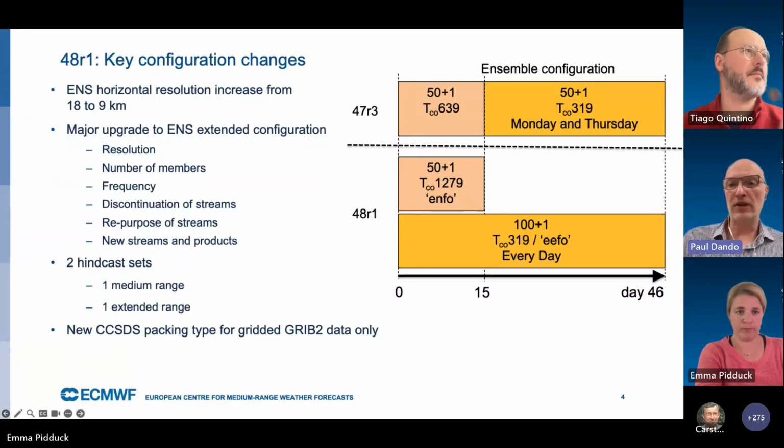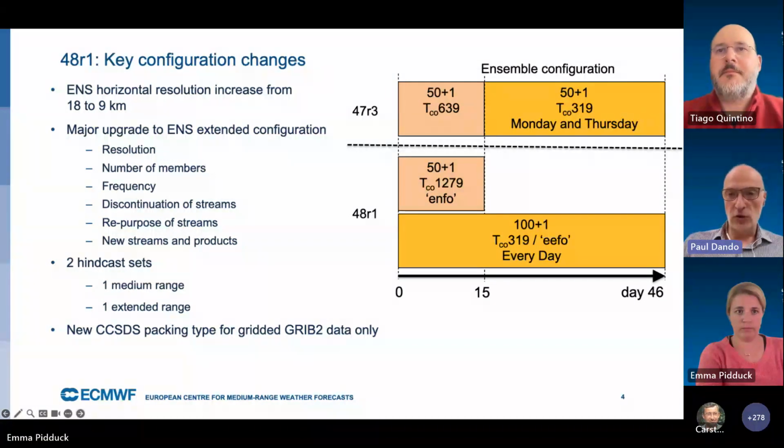So twice per week on Mondays and Thursdays, from day 15 onwards out to day 46, we run an extension to the ensemble forecast with the 50+1 members and at a lower resolution, at roughly 36-kilometer resolution rather than the current 18-kilometer resolution. With the introduction of 48R1, we will start running the extended configuration as a standalone, but at the lower resolution from day 0.